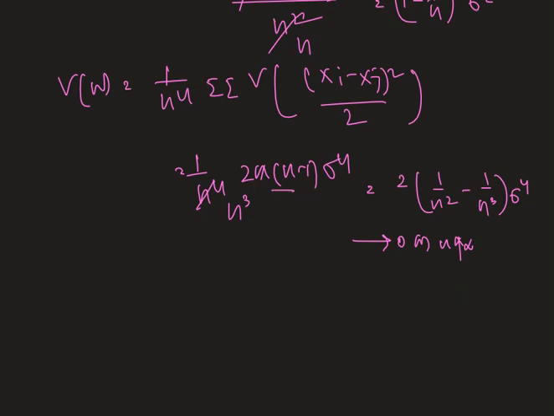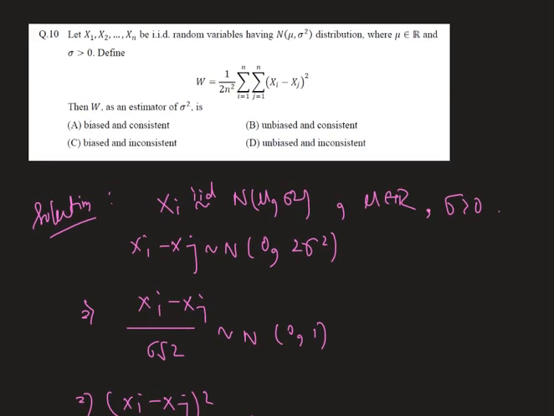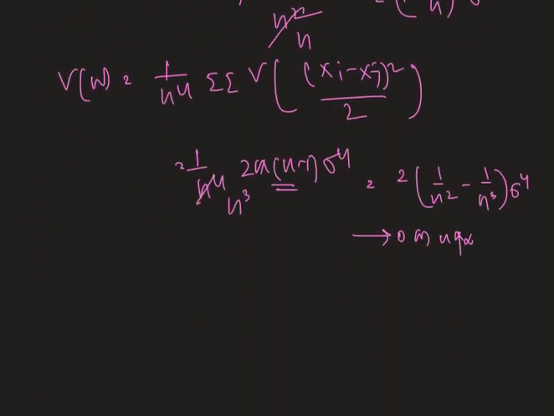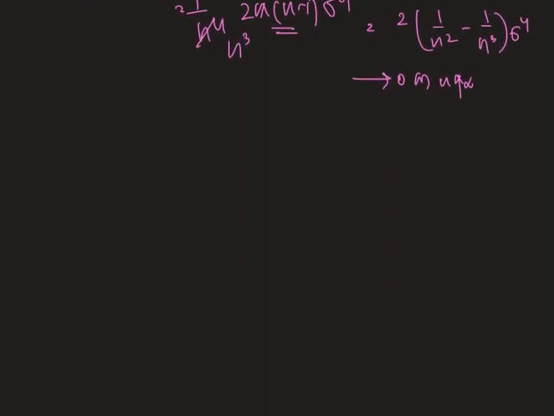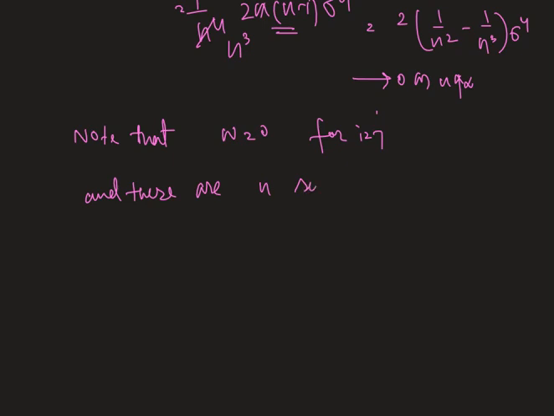Now, why do we write n into n minus 1? Though we do not have in the question any restriction between i and j, if we take i equal to j, then we have (xi minus xj) whole square equal to 0 for i equal to j, and there are n such cases. So we avoid those cases, and therefore we write n into n minus 1.